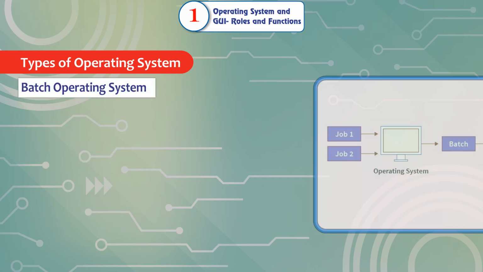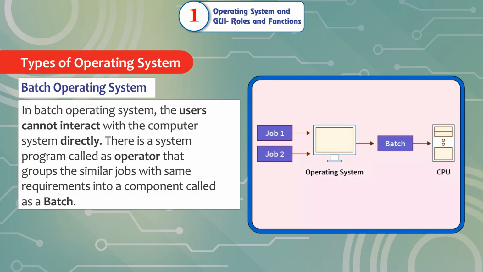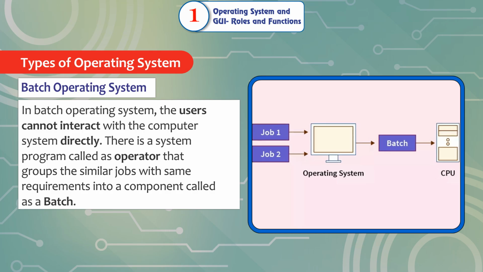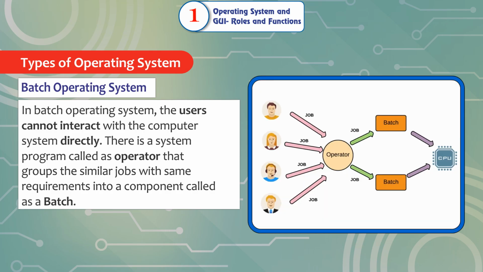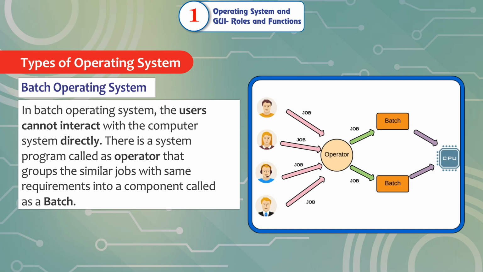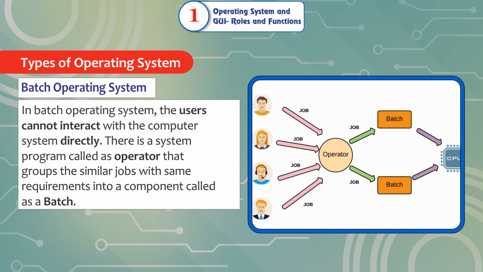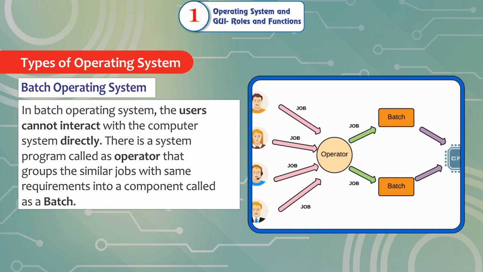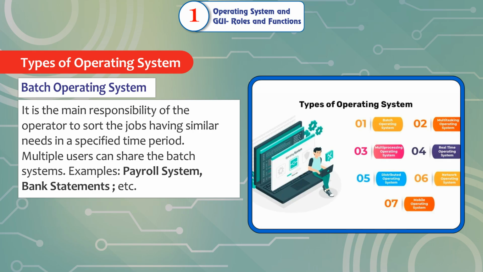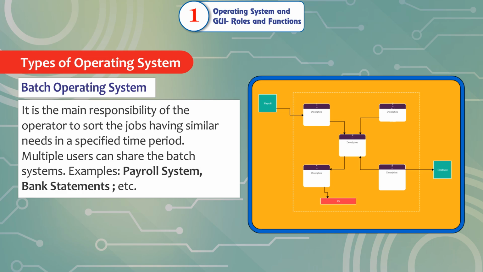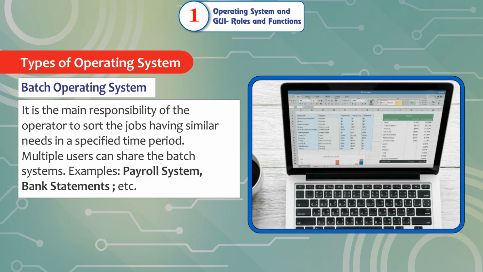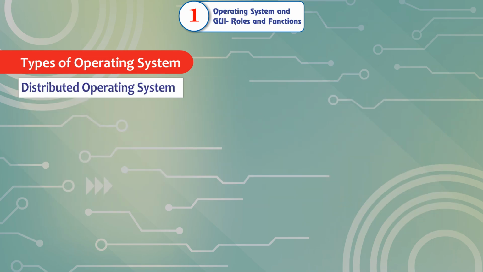Batch operating system. In batch operating system, the users cannot interact with the computer system directly. There is a system program called the operator that groups the similar jobs with the same requirements into a component called a batch. It is the main responsibility of the operator to sort the jobs having similar needs in a specified time period. Multiple users can share the batch systems. Examples: payroll system, bank statements, etc.